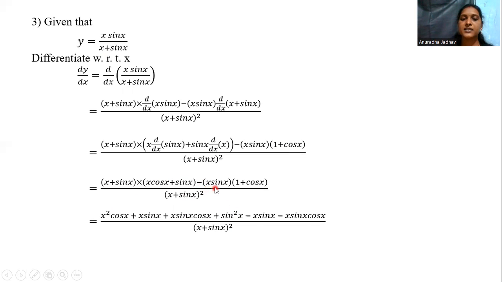Similarly, minus x into sin x as it is. Here plus and minus, minus x into sin x into cos x as it is, and the denominator is also as it is. Here x into sin x cos x is plus, and here minus x into sin x into cos x is minus. Therefore both the terms get cancelled, and finally we get x square cos x plus sin square x, and one more term also gets cancelled, x into sin x. Here minus x into sin x, both get cancelled. Therefore these two terms remain, and the denominator is also as it is, (x plus sin x) whole square.